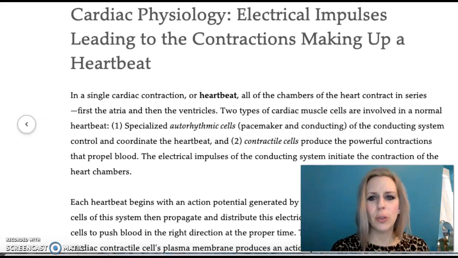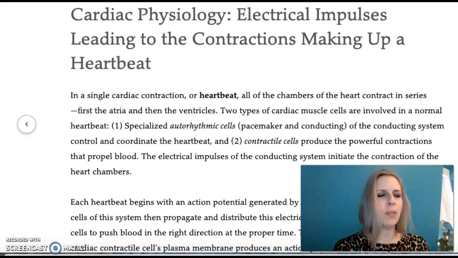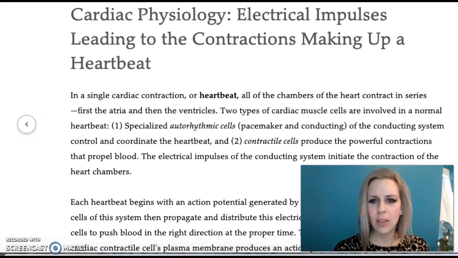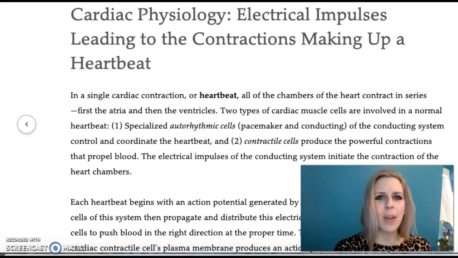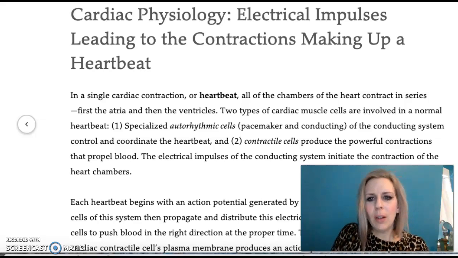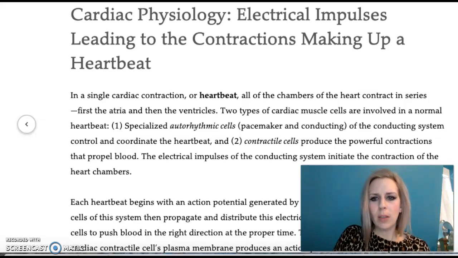Hi, so welcome to the conducting system of the heart and some information about ECGs or EKGs. We are going to be focusing on exercise 31 from the lab manual and giving a little bit of background about that as we get ready for our heart dissection.